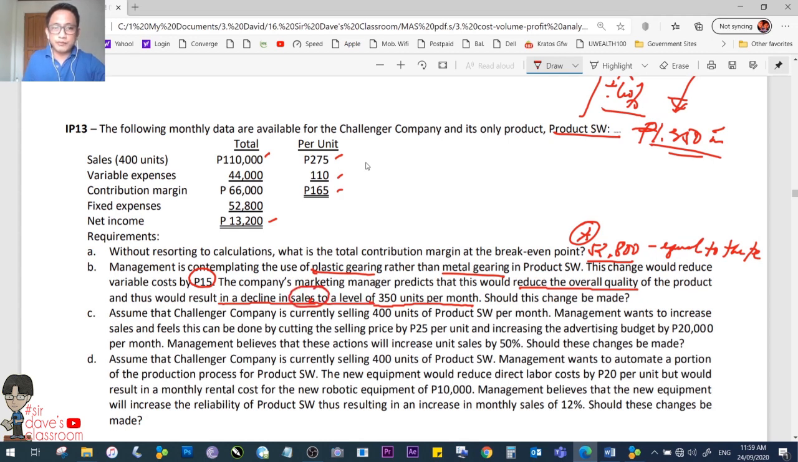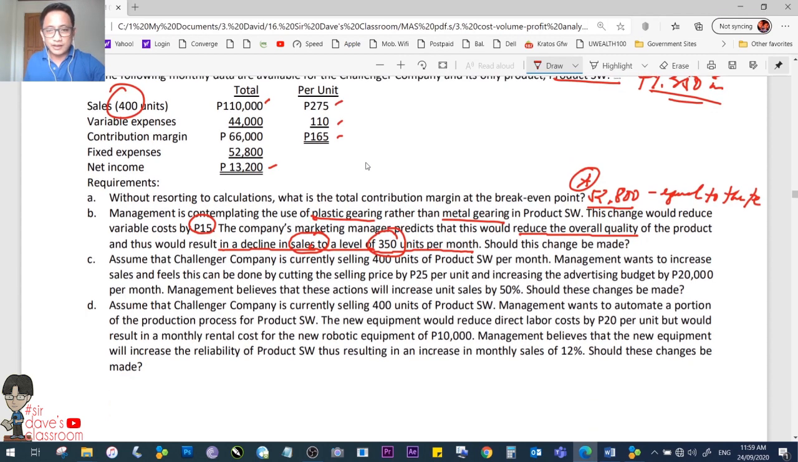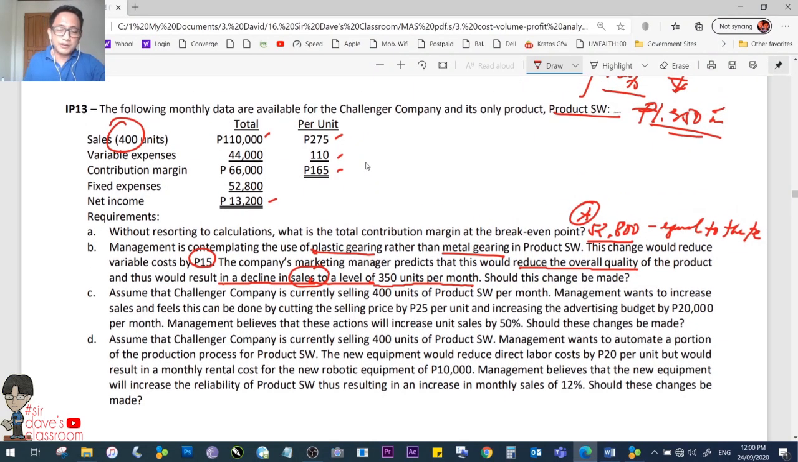So, ibig sabihin, yung 400 magiging 350. Hindi naman decrease ng 350. Sabi niya, sales to 350. Okay? Should this change be made? Ayan. So, we have proven time and again that you need not prepare two income statements, one being already given here in the problem, and another one to compare it with 13,200, the result right here. We simply employ our incremental approach, wherein we embrace all the consequences of requirement letter B.